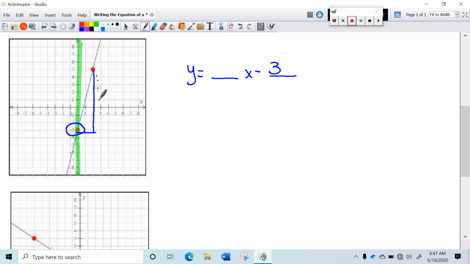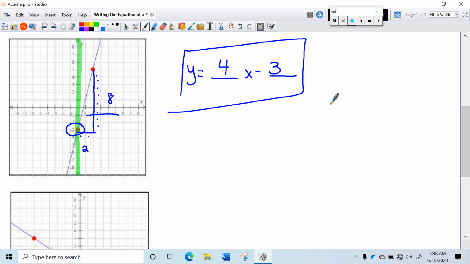1, 2, 3, 4, 5, 6, 7, 8. And how long it is. 1, 2. 8 divided by 2 is 4. And because the line's going up, that's a positive 4. So y equals 4x minus 3.